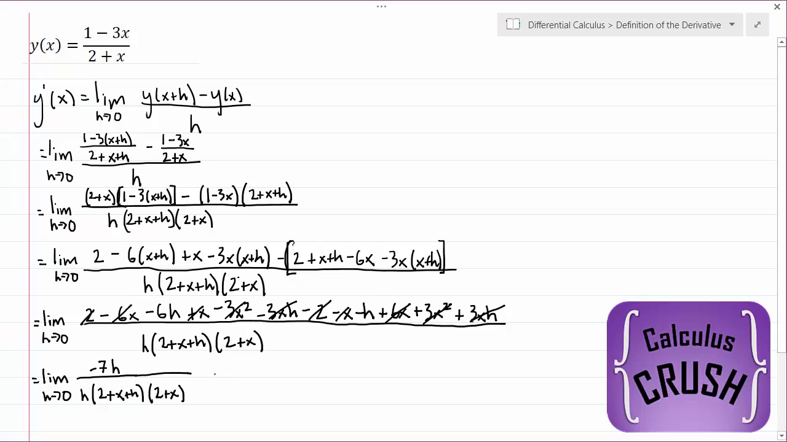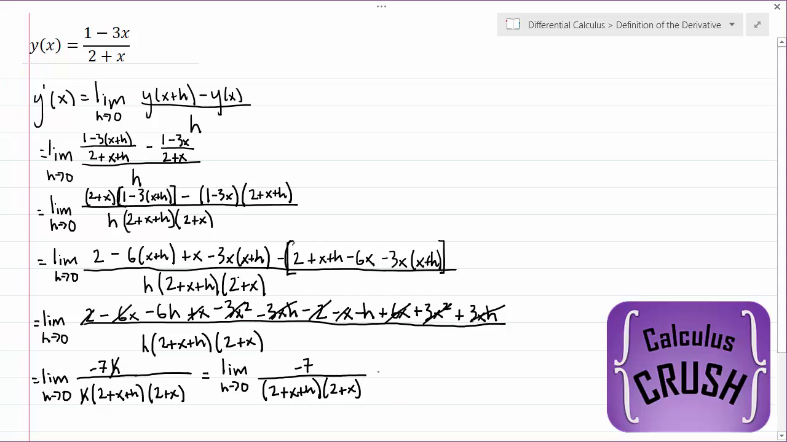Now the next step, we've got an h over h, so we can cancel that out. That's exactly why we did all this work here, so we could get rid of the h over h, which causes a 0 over 0 problem when we take the limit. So we've gotten rid of that 0 over 0 problem. Our last step before we take the limit, I'm going to write the bottom first: (2 plus x plus h) times (2 plus x), and minus 7 is on top.